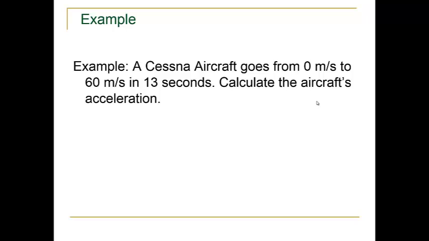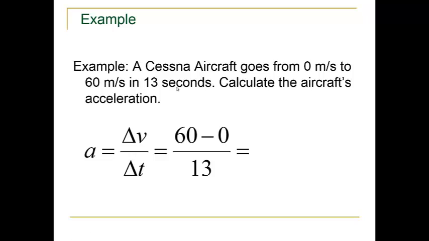All right, so let's go through an example. This is not in your notes, it's just a practice one. So you have an aircraft goes from 0 to 60 meters per second in 13 seconds. Calculate the aircraft's acceleration. So you're going to go back and you're going to use that equation for acceleration, delta V over delta T. Your final velocity was that 60 meters per second. Your initial velocity was 0, and then your time was that 13 seconds. So a equals delta V over delta T. So 60 minus 0 over 13 gives you 4.62 meters per second.